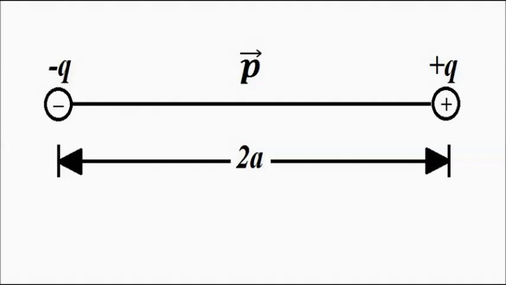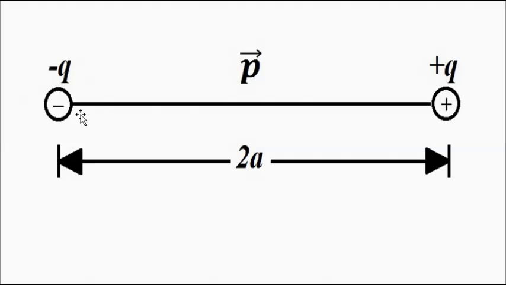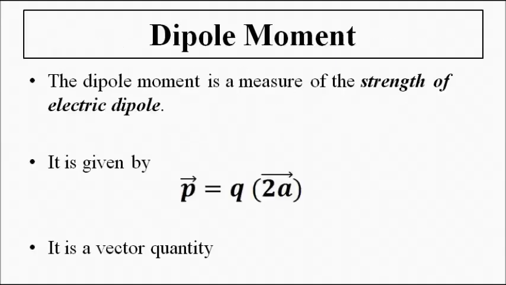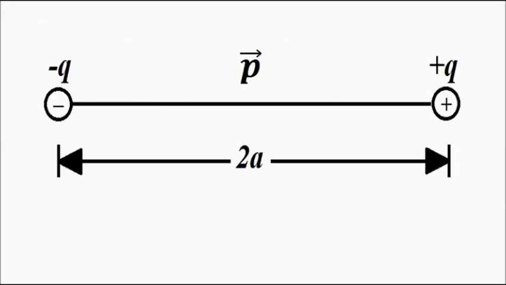Okay, now the direction of the dipole moment is along the dipole axis from minus q to plus q. So the dipole moment, which is a vector quantity, has its direction from minus q to plus q along the dipole axis. Okay, and the SI unit of dipole moment, as you can see, the unit of charge is coulomb, the unit of length is meter, so obviously it would be coulomb meter. Okay, so this is the electric dipole.